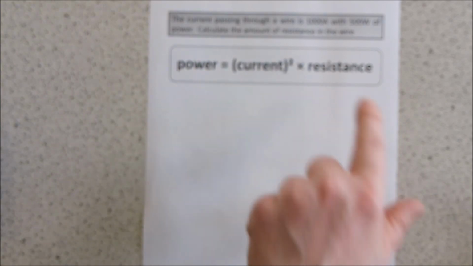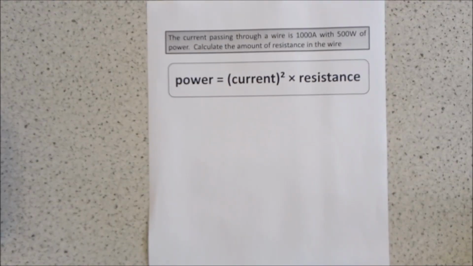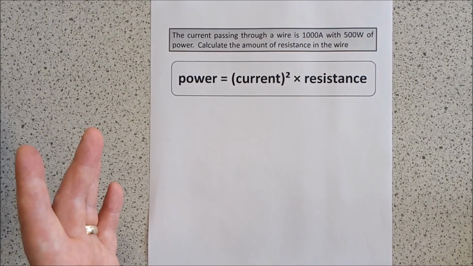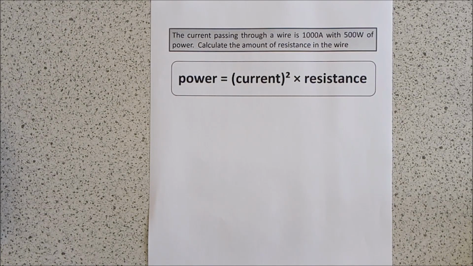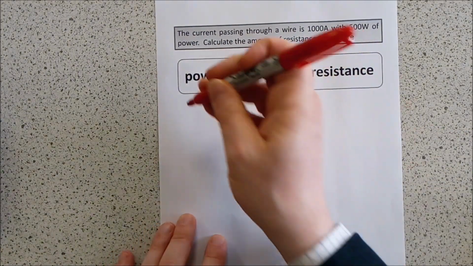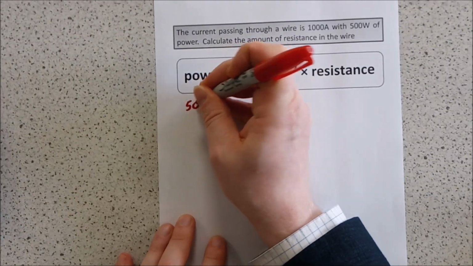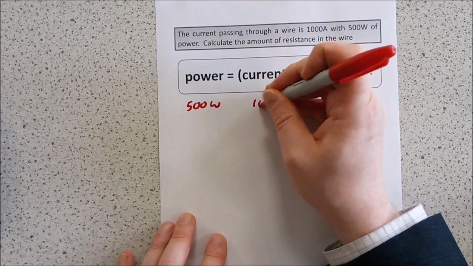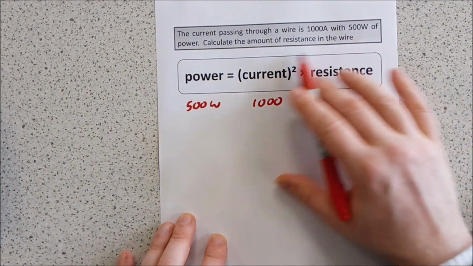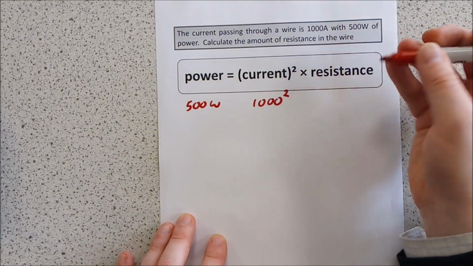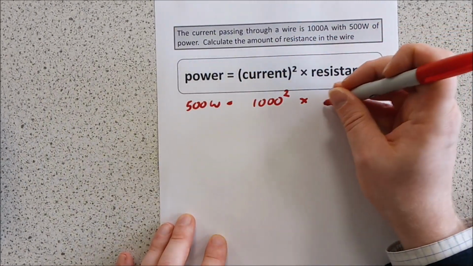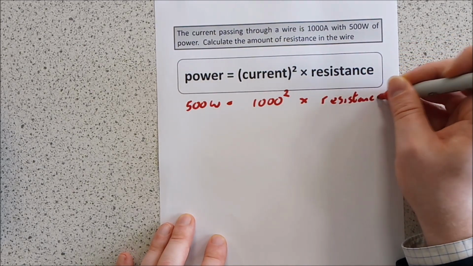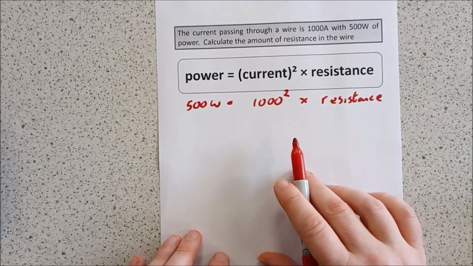you'll write the equation out to start off with. That's going to be the first thing that you'll need to do. After you've written the equation out, you'll substitute in what you can. So we know that the power is 500 watts. We know that the current is 1,000, and it's the current squared, so we can do 1,000 squared, then times by resistance. So we've substituted that in.